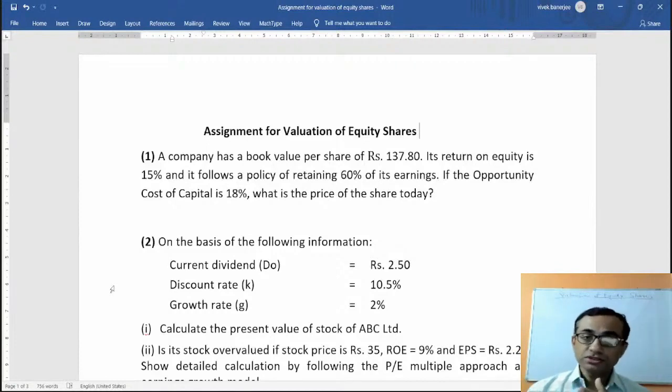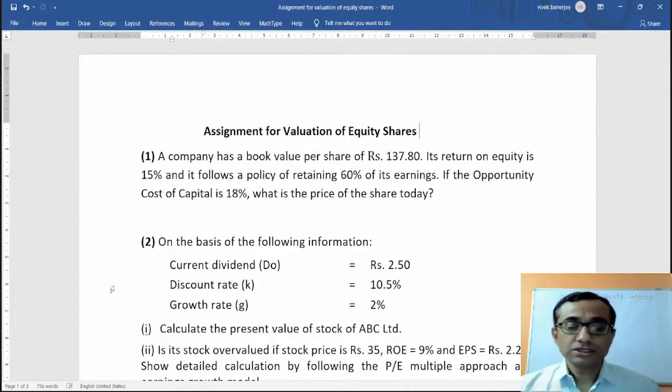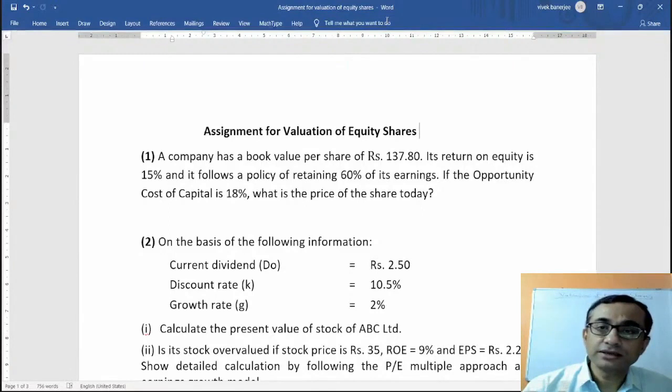And the opportunity cost or the discount rate or the minimum required rate of return is 18%. So what is the price of the share today? You have to calculate the present value or the intrinsic value in this particular question. Now I will stop sharing it and let us try to solve this question.